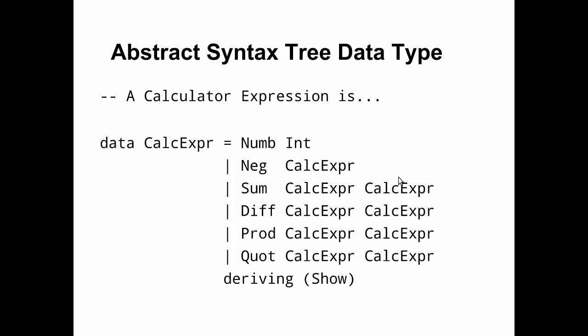We have a calculator expression, which is either a number, which has an integer value, a negation sub-expression, which has an expression as its argument, a sum expression, which has 2 arguments, both of which are expressions, and the same for difference, product, and quotient. And we're going to say that this data type derives the show interface, so that when we're playing with this in the REPL, we can print it out and see what it is. And Haskell is able to generate the code so that it can show things automatically.